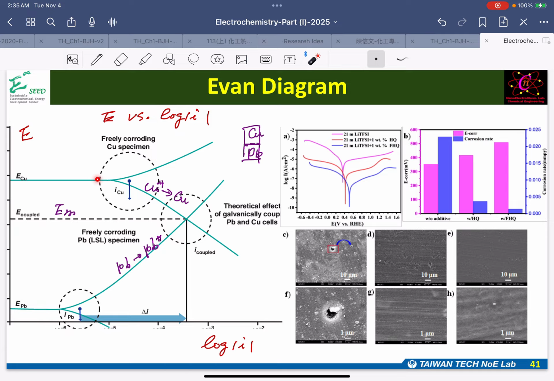So as I mentioned, this is the equilibrium potential of the copper reaction, copper reduction or oxidation. Then this is the oxidation of the copper, and this is the copper ion reduction. That is the Evans diagram for copper. However, for the lead, this is lead reduction, and this is lead oxidation.